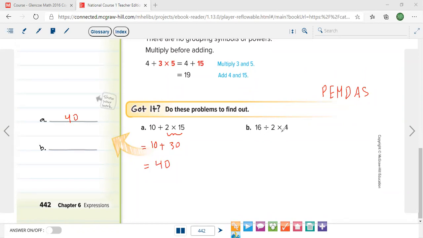We have division and multiplication. This is the division. This is the multiplication. Okay. So division and multiplication, no one is preferable. What comes first must be done first. So we do division, then we do multiplication. 16 divided by 2 is 8. 8 multiplied by 4 is 32.